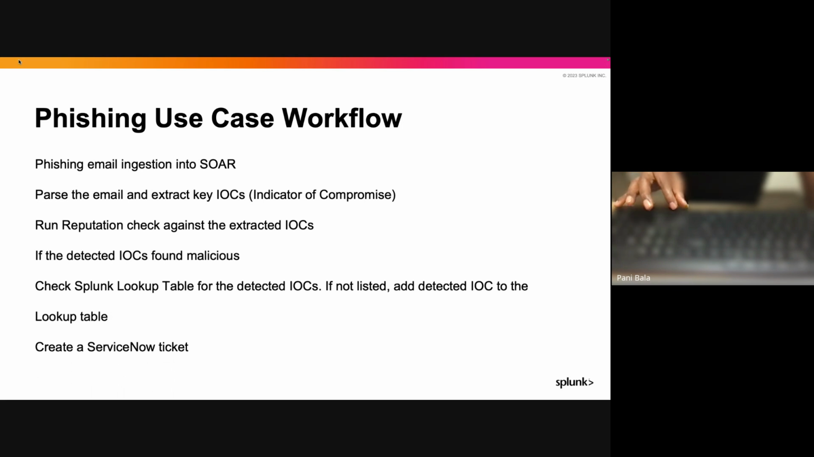Okay, so this is the whiteboard of what we did. First, we are getting the data into the system. Second, analyzing the data. Third, if it is found malicious, then we are checking whether the data is in the Splunk lookup table. If not, we are adding the IOCs to the Splunk lookup table, and then we are creating a ServiceNow ticket.